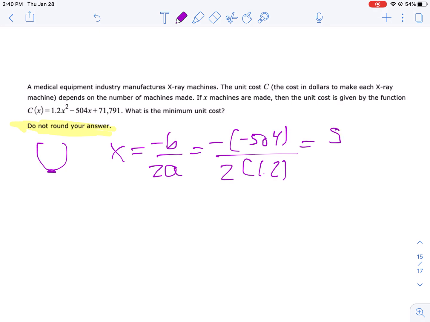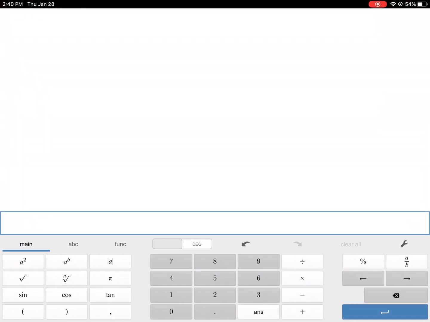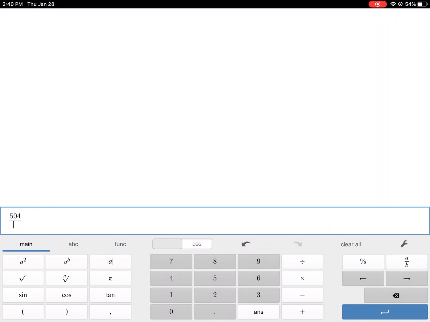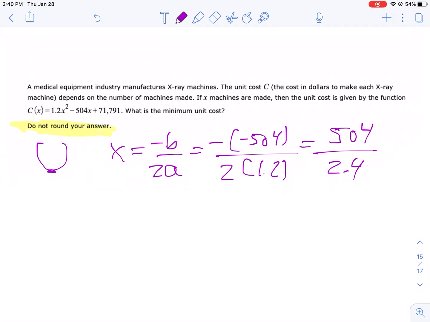Well, that would be positive 504 divided by 2.4. Well, I think we'll use our calculator here. 504 divided by 2.4. So 210 is the magic number of machines that would be your minimum cost. If you make more or less than 210, then you're going to have an increased cost. But that's not what's asked. It's not asking for how many machines are being made. It's asking for the cost.